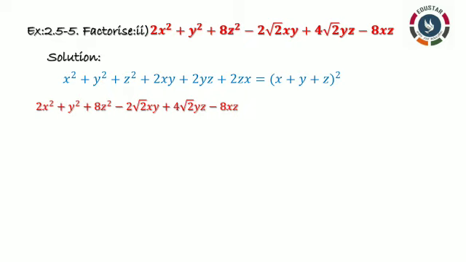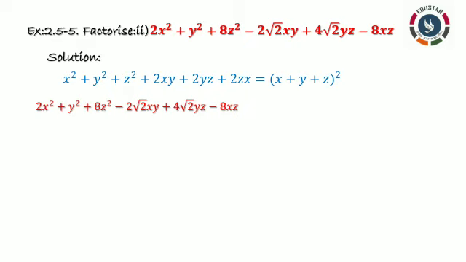Here in the given question we are having two negative terms, that is minus 2 root 2xy term and minus 8xz term. See the terms clearly. Minus 2 root 2xy is a product of x term and y term, right? So either x term should be negative or y term should be negative. In minus 8xz term, either x term should be negative or z term should be negative. In both the terms, x is common. So the only possibility is x term should be negative.